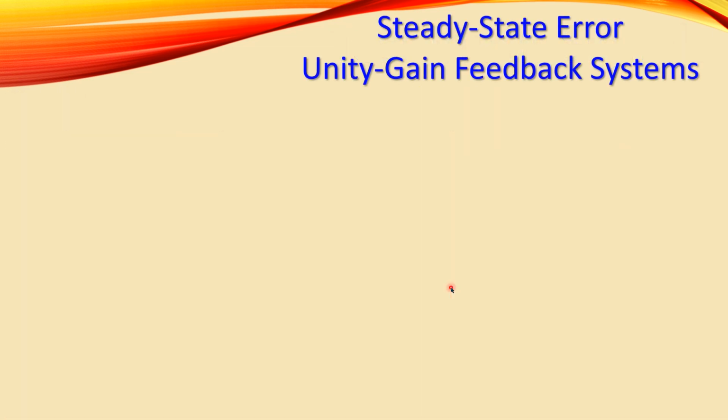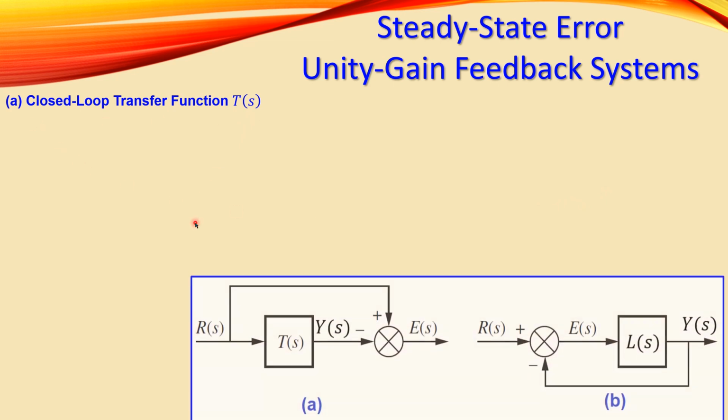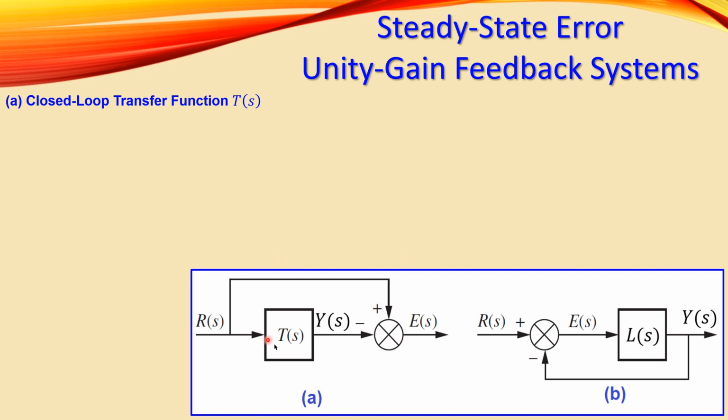So let's first look at the steady state error for unity gain feedback systems. We can use the closed loop transfer function for those calculations. That is shown here in A. You can see the T, which is our closed loop transfer function, the reference, and our error. That is redrawn from the standard form. The error between the input and output is always given as shown. So the error is equal to the reference minus the output. You actually calculate the difference.